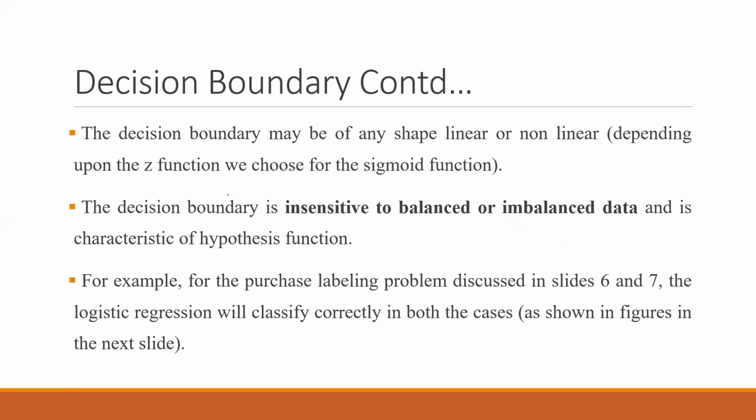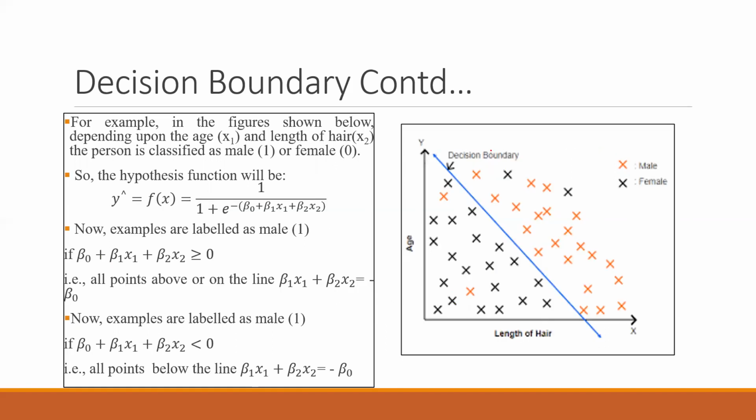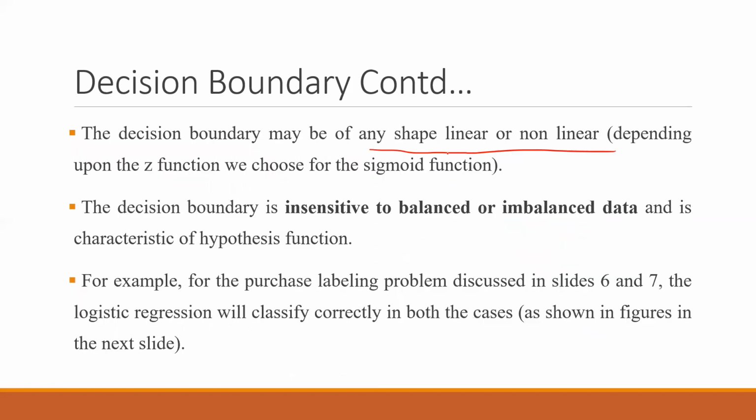Now, decision boundary. The decision boundary may be any shape, linear or non-linear. You have seen that this decision boundary, this blue line, is a straight line, but that is not the case every time. It might be a polynomial equation and not a straight line. The decision boundary may be linear or non-linear depending on the z function. We choose the sigmoid function.